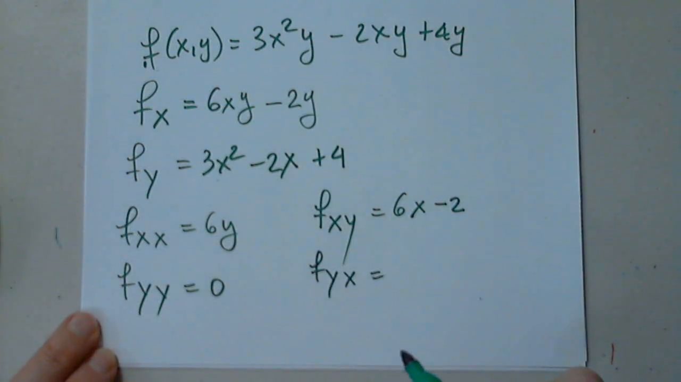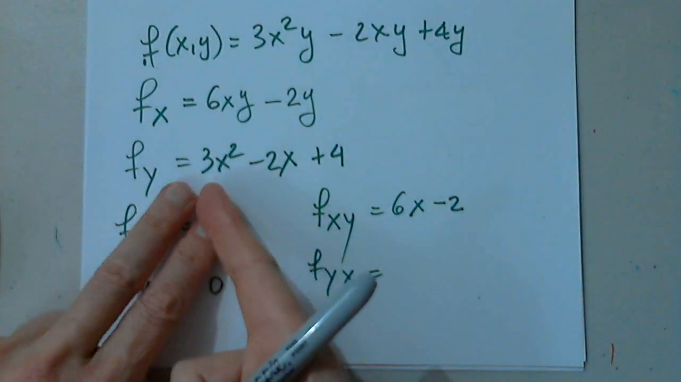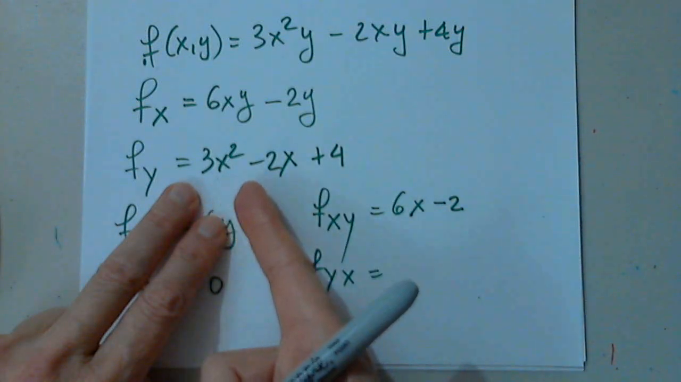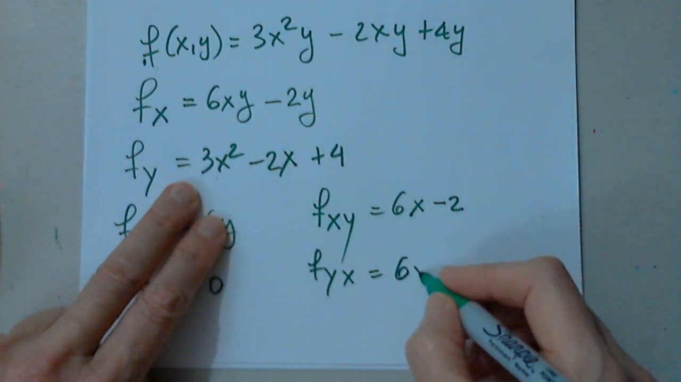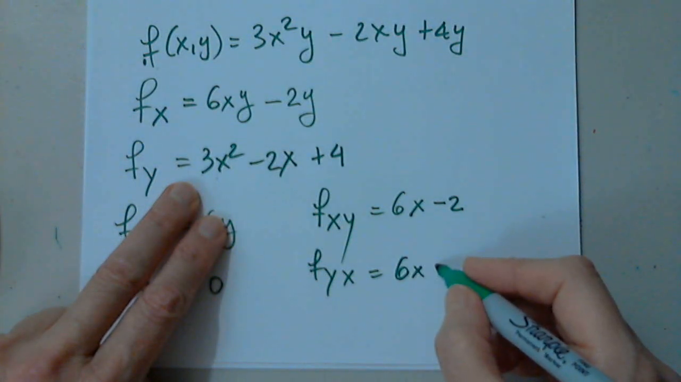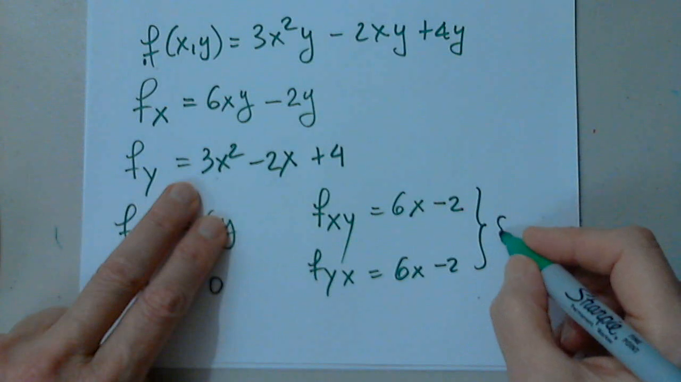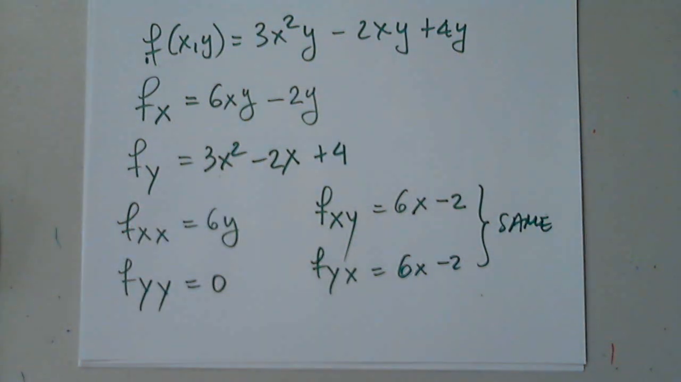fyx. So I have fy. Can anyone differentiate this with respect to x for us? 6x minus 2. They have to be the same. Yes. That's it.